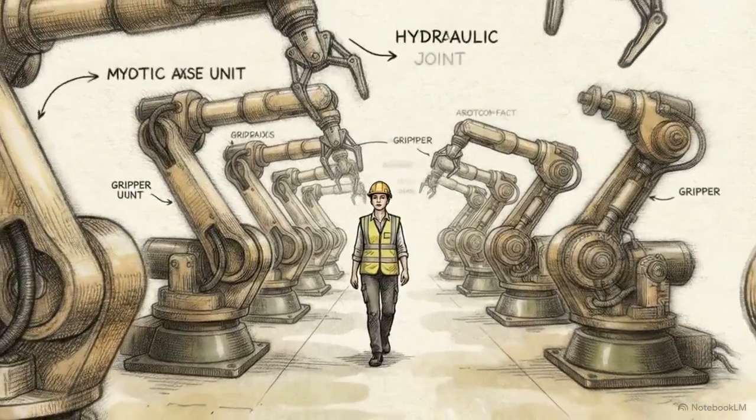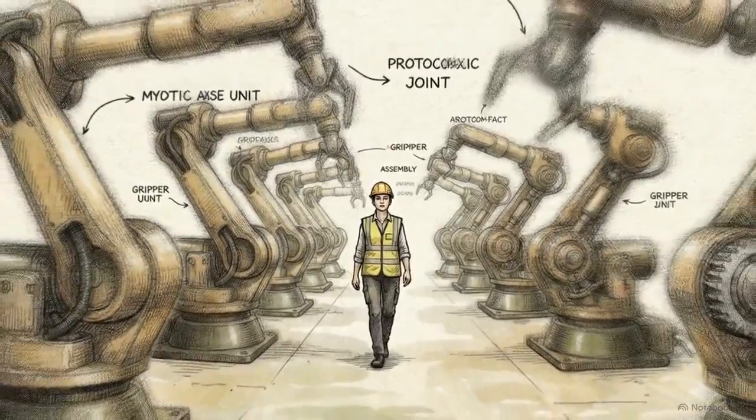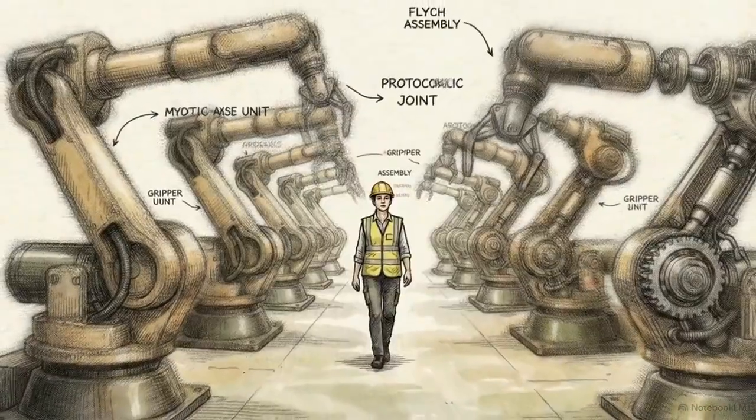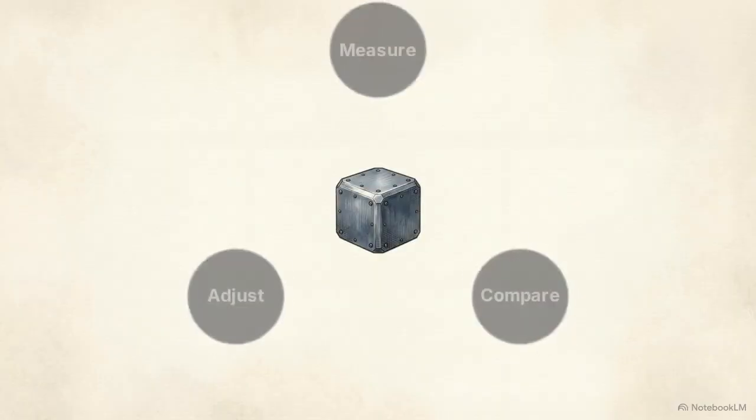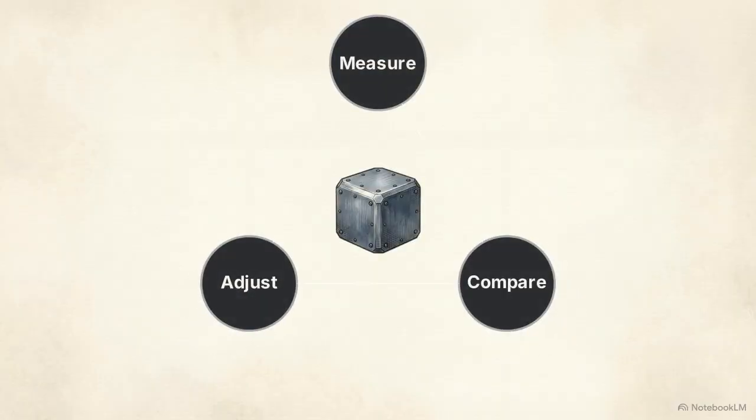I'm an industrial automation engineer. My day-to-day involves looking after massive machines, making sure they run safely and efficiently every hour of the week. These machines stay on track using something called a feedback loop. It's a simple three-step process.